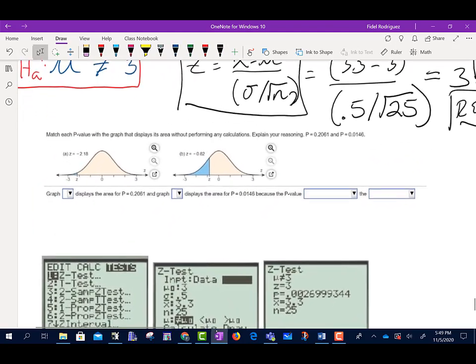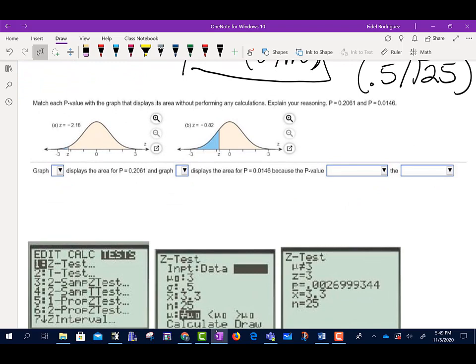All right. So guys, I also put this problem in here. You have a problem exactly like this in your homework. And I want you to look at the directions here. So the directions are telling me match each p-value with the graph that displays its area without performing any calculations. And it says explain your reasoning. P, the first one, P is 0.2061, and the other one is 0.0146. So remember what P stands for. P stands for the area underneath the curve. So if you were to think about these in terms of percentages, this would be 20.61%, and this would be 1.46%. So obviously, which is the bigger one?